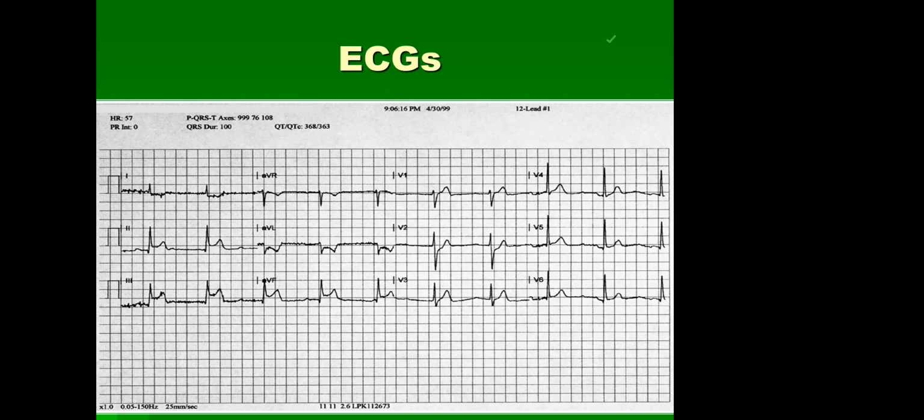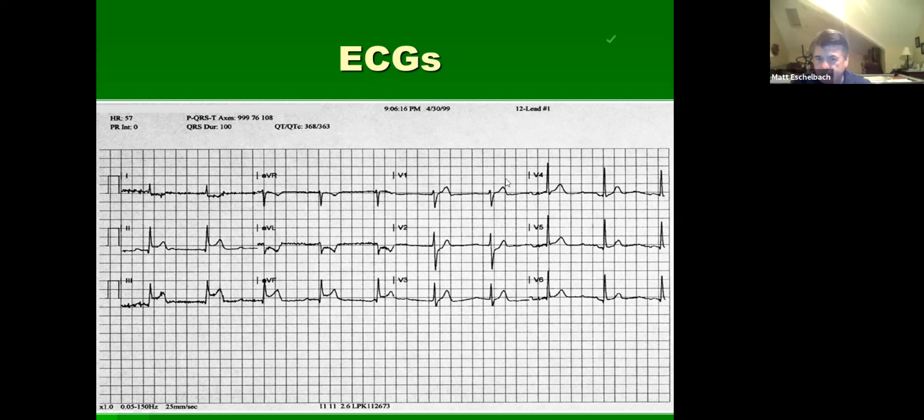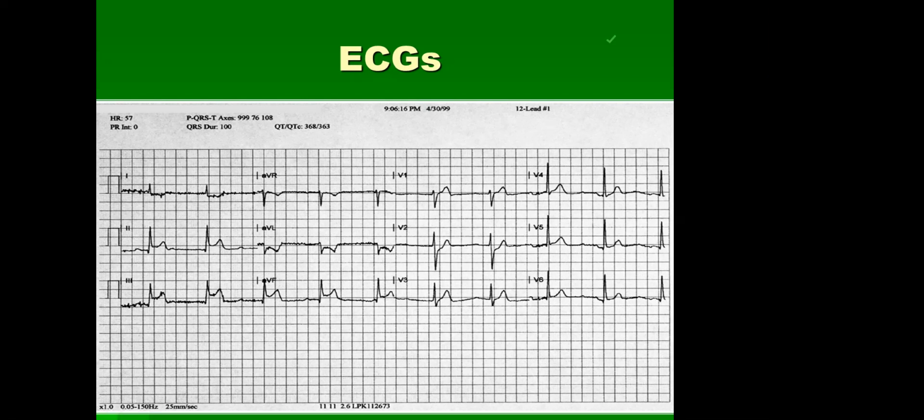V2 had depression. Okay, right there. Kind of down sloping right there. Good. Also should be inverted. V3 looks normal as well as V4.